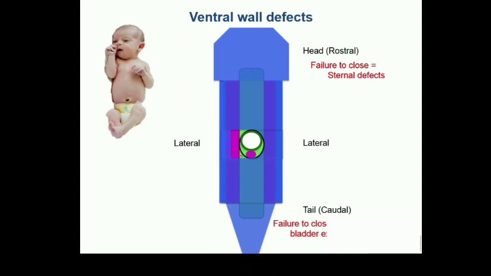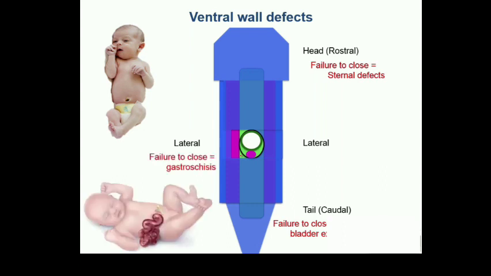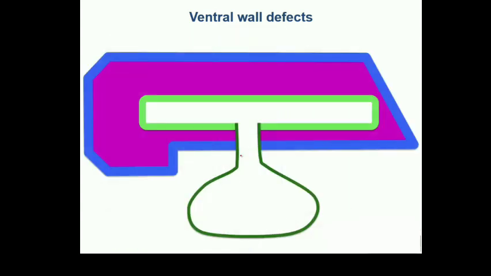Anyway, this being the GI section, what we're most interested in is a failure of lateral fold closure, because this is what makes up most of the abdominal wall. Failure to close can lead to gastroschisis, a complete defect in the abdominal wall that allows the intestines and some of the other abdominal contents to herniate through that opening. For some reason, defects of the right lateral fold are more common, so you tend to get a right gastroschisis.